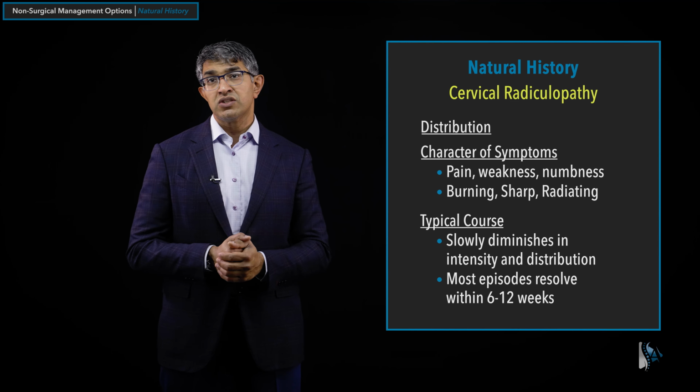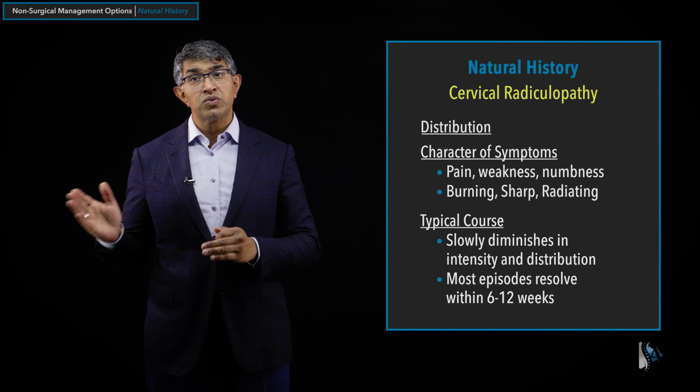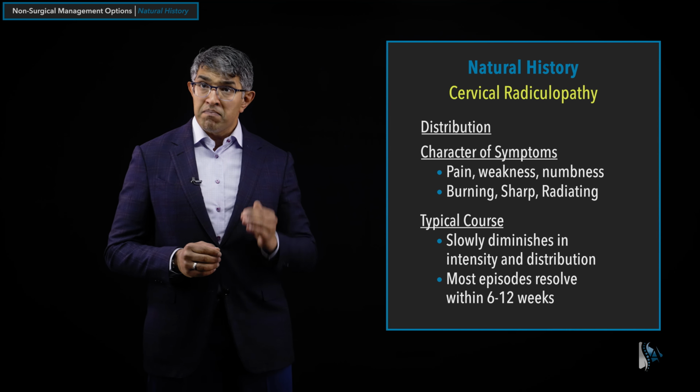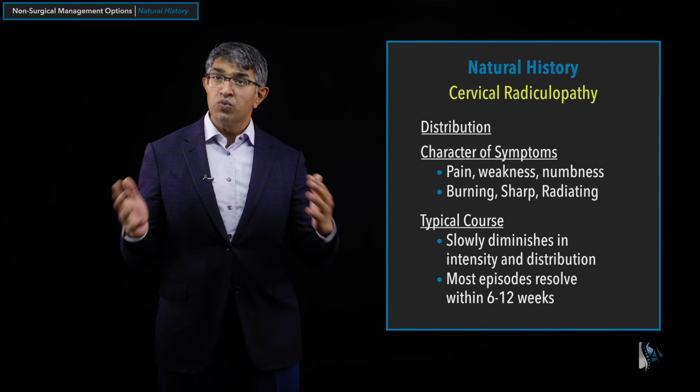Most episodes will resolve within 6 to 12 weeks. We still try different courses of non-surgical treatment that we'll talk about in this specific chapter. But if they don't get better within 6 to 12 weeks and are refractory or haven't gotten better in response to conservative treatment, that's really when we talk about surgical intervention. But the natural history of cervical radiculopathy is generally to get better over 6 to 12 weeks and with conservative management. So the last pattern that we're going to talk about is neck pain.